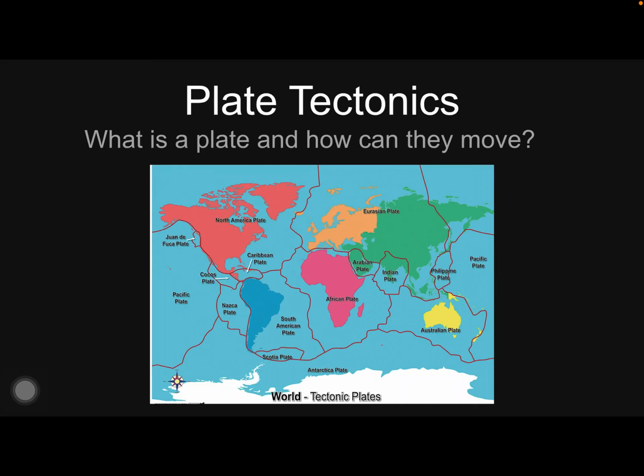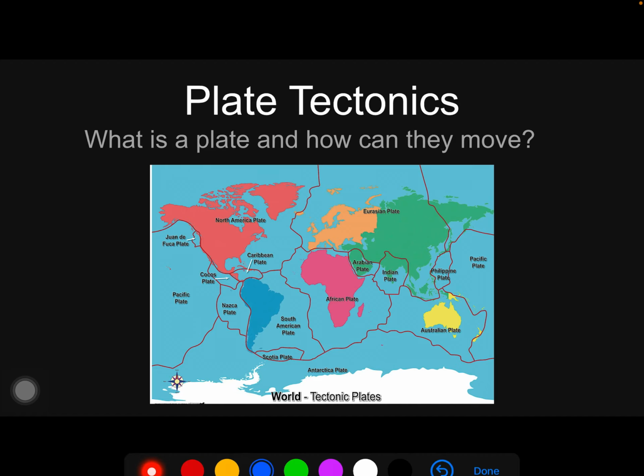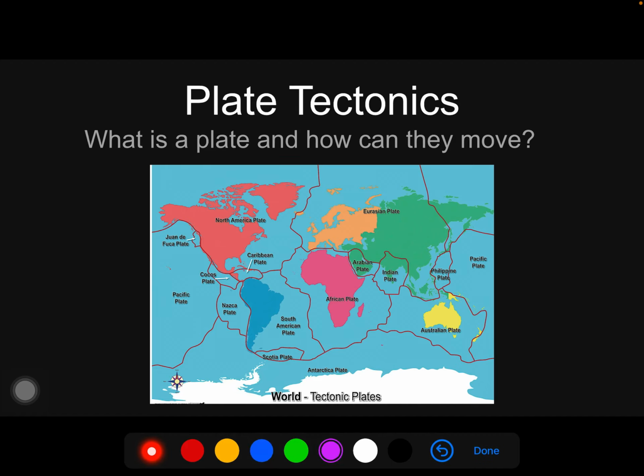Continuing our conversation with plate tectonics, we just want to remind ourselves, what is a plate and how do they move? So remember, our tectonic plates are these big pieces of the Earth's crust that are broken or cracked, and they consist of both continental crust and oceanic crust. Most of them have a combination of both types of crust. And they're just cracked pieces of the lithosphere, and they move in different ways.